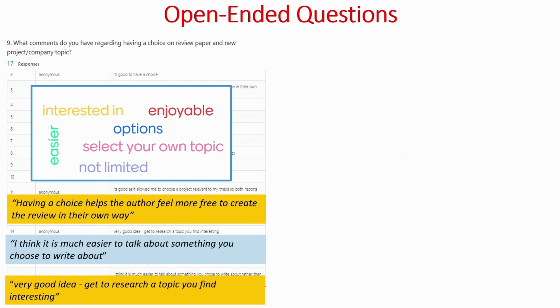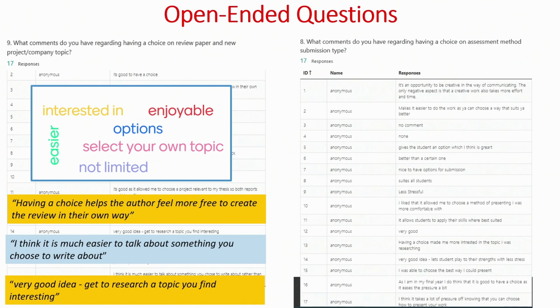Some of the comments back on that were, having a choice helps the author feel more free to create the review in their own way. I think it's much easier to talk about something you choose to write about. And another favourable comment was, a very good idea. Get to research a topic you find interesting.